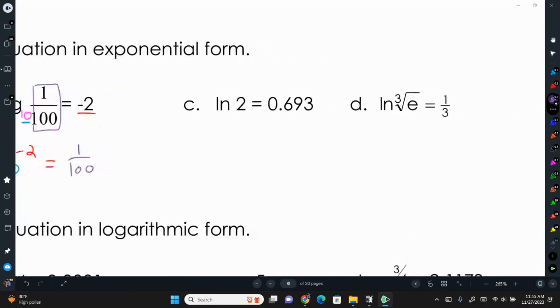Okay, so remember, ln is log base e. So if it helps you to write this down like that, then you can easily convert and say, okay, e is my base, 0.0693 is my exponent, and that's going to equal the other number, 2.